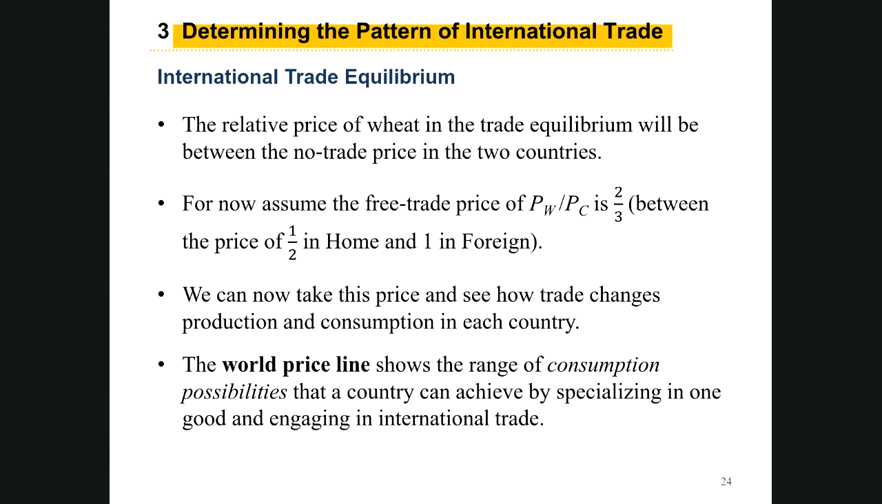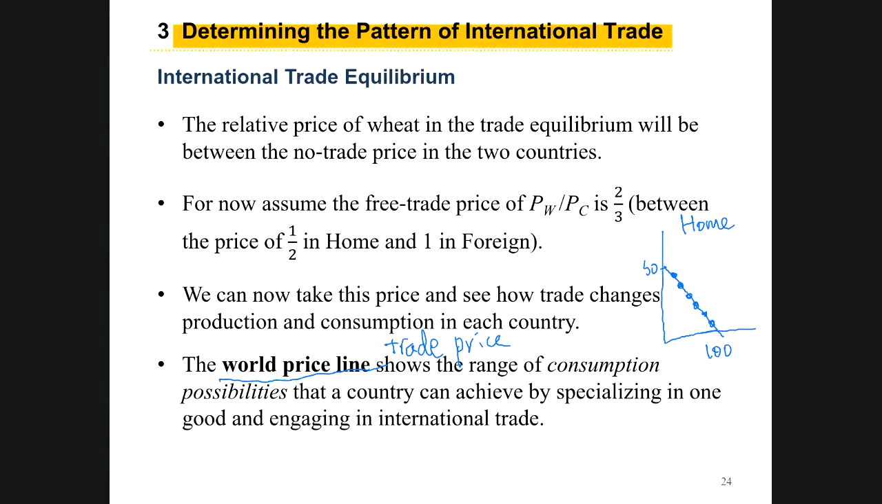So one more thing, the world price line, it's the term I use for trade price, shows the range of the consumption possibility that a country can achieve by specializing in one of the goods and engaging in international trade. What does it mean? Think about the home country. This is my budget constraint. This is my resources constraint at the beginning. And this is also the possibility of my consumption, right?